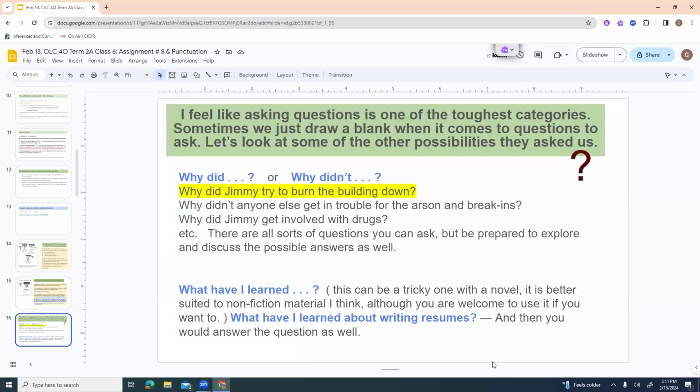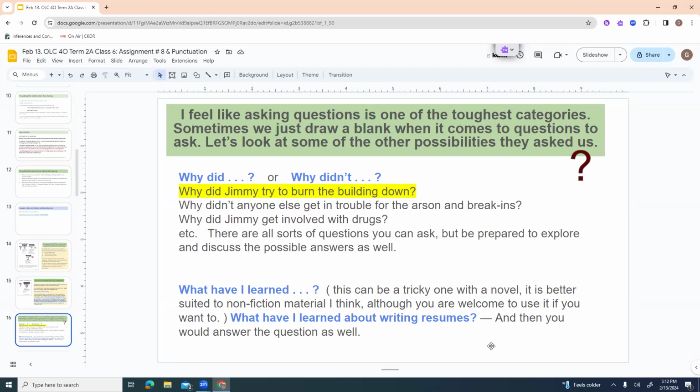I feel like this category is maybe one of the toughest categories because sometimes we just kind of draw a blank when it comes to questions to ask. And let's look at some of the other possibilities they gave us. One was "why did blank" or "why didn't blank." So those are very general. And it's meant to give you lots of leeway, but sometimes it's so much leeway, I don't know what you mean. So here are some possible examples.